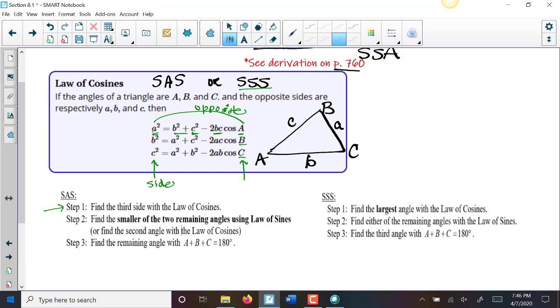These are the steps that you should follow when you're using law of cosines for your initial step of solving. So if you have side, angle, side, you're going to use law of cosines to find the third side. If you have three sides, you're going to use law of cosines to find an angle. Okay, so we're going to look at both of those situations.